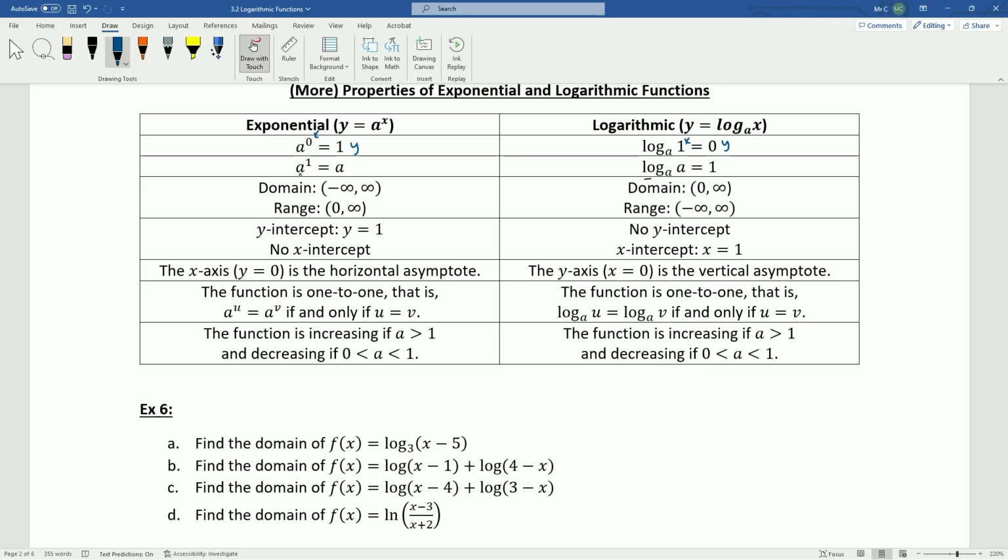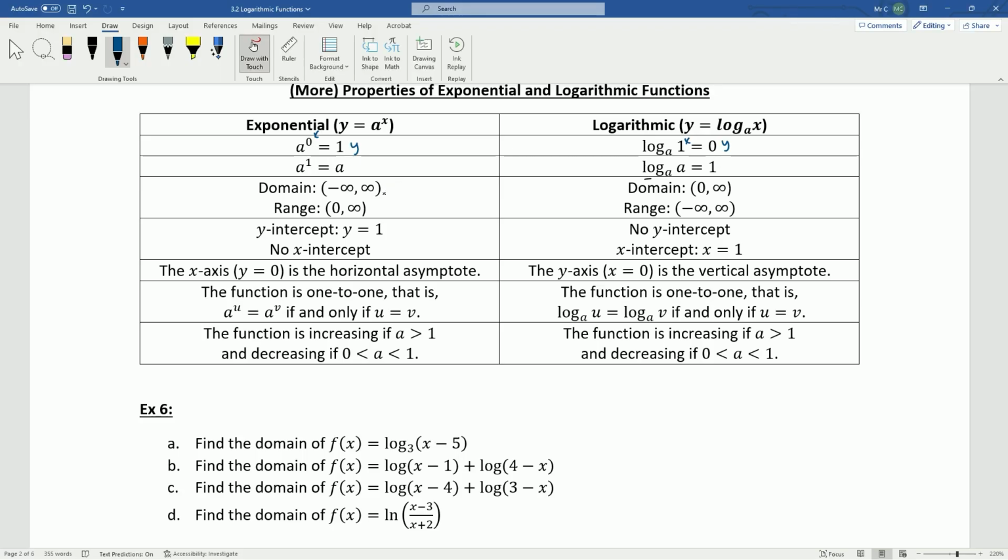We know for exponential functions that a to the 1 equals a, which means that log base a of a equals 1. Again, switch your inputs and outputs. Input is 1, output is a. Input is a, output is 1.